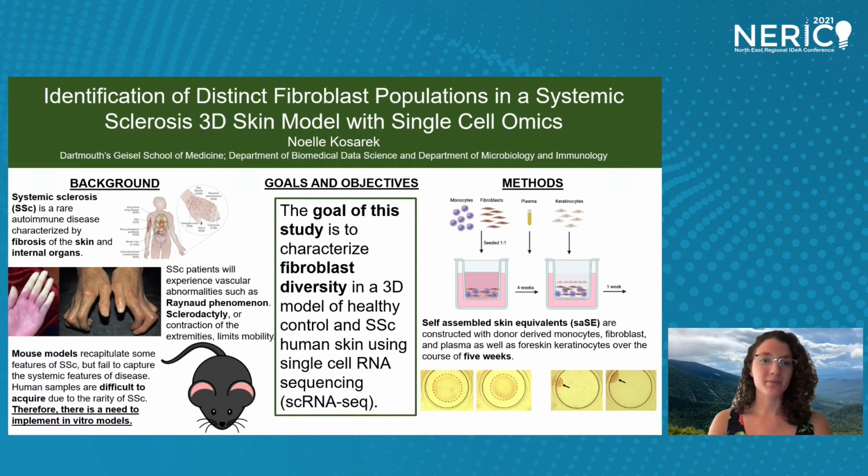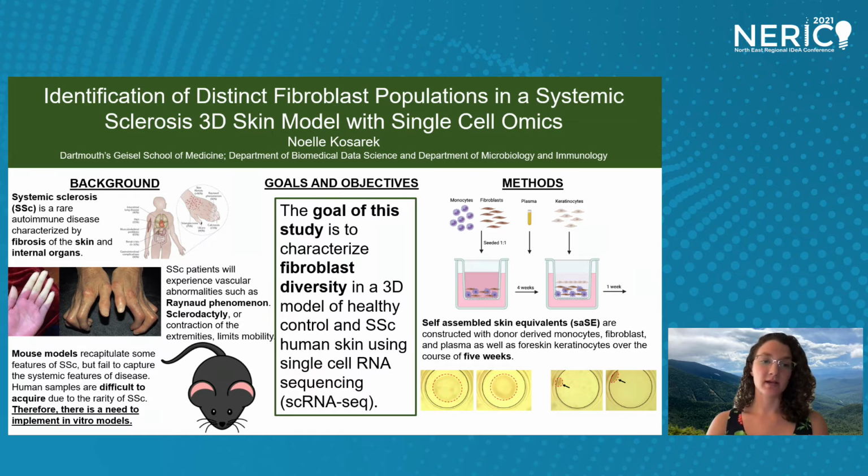Good afternoon, my name is Noelle Kozarek, and today I'll be presenting my research on the identification of distinct fibroblast populations in a systemic sclerosis 3D skin model using single-cell omics. To begin with, systemic sclerosis, or SSc, is a rare autoimmune disease characterized by fibrosis of the skin and internal organs, vascular abnormalities, and autoantibody formation.